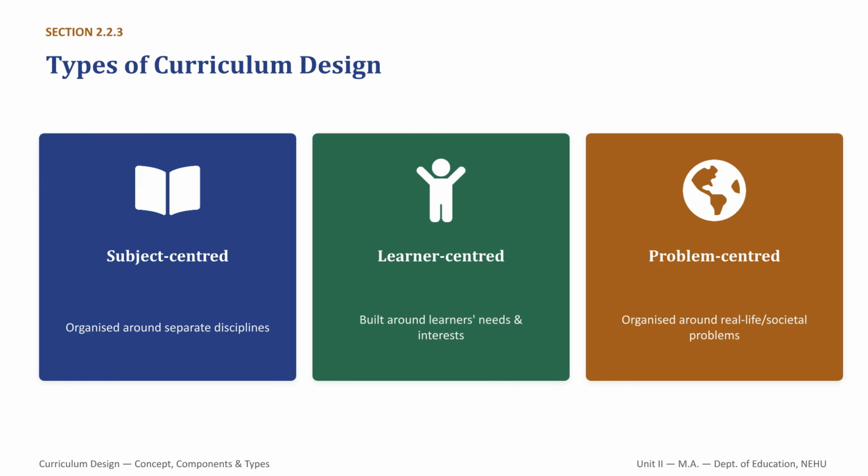There are three primary types of curriculum design: subject-centered, which focuses on separate disciplines; learner-centered, which prioritizes the needs and interests of the student; and problem-centered, which organizes learning around real-life and societal challenges.